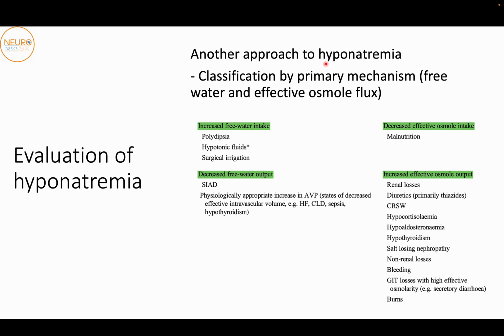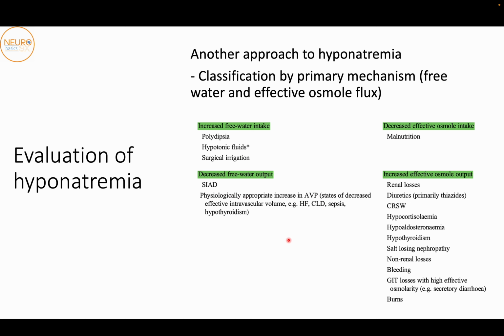Right, so your hyponatremia can happen either because of changes in the free water levels or because of changes in the osmoles. So this could happen either because there's a lot of free water which we have taken inside the body, or the amount of free water being put out by the kidneys is not enough. So the causes of increased free water intake could be polydipsia, or the patient has been given hypotonic fluids like 5% dextrose, or because of water being retained during surgical irrigation. They could also have decreased free water output, that is SIADH.